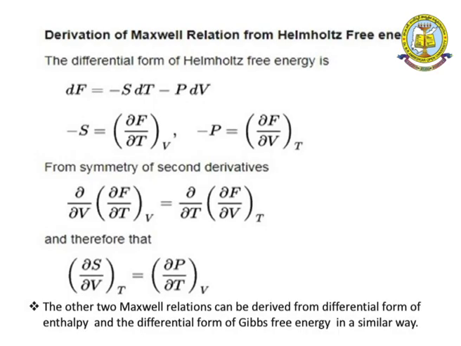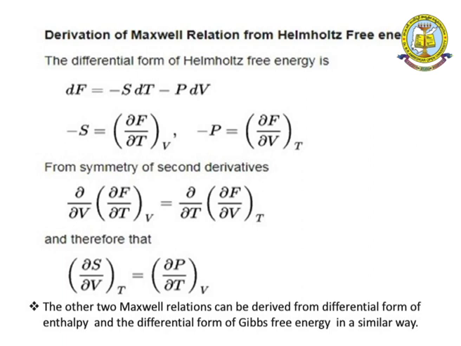So let us consider that minus S equals dou F by dou T on the left hand side, which is a function of volume V. Similarly, minus P, the pressure, equals dou F by dou V at constant T. So what is the symmetry of the second derivative? That equation is dou by dou V of dou F by dou T at constant V equals dou by dou T of dou F by dou V at constant T.